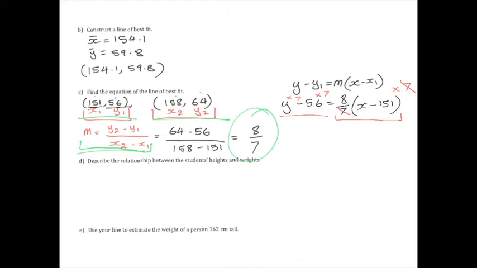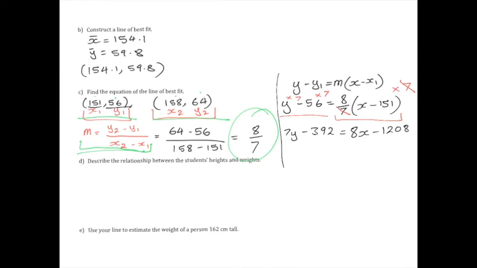And so what do I end up getting in my next line? Can anyone help me? 7 bracket y minus 56. Yep, what is 7 times 56? 392. 392, beautiful. What happens on the other side? 8x. It's a big one. 1208. Beautiful. All right, we're almost there, girls, don't worry.